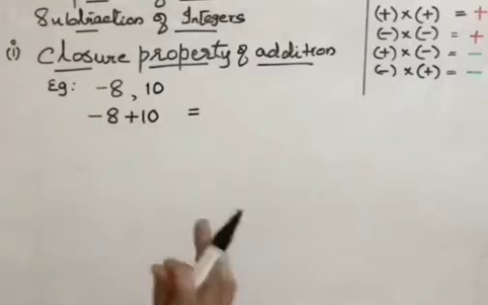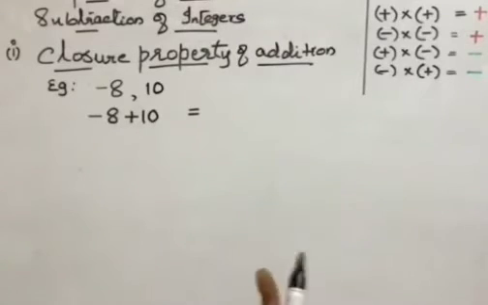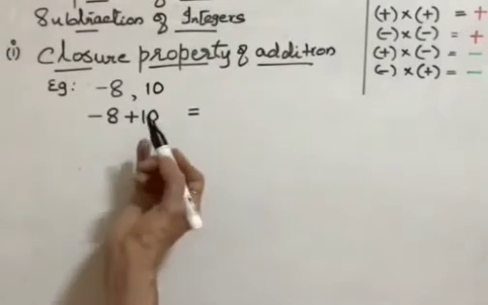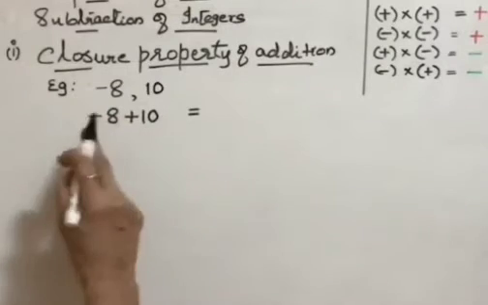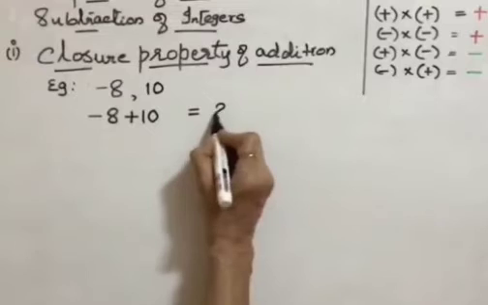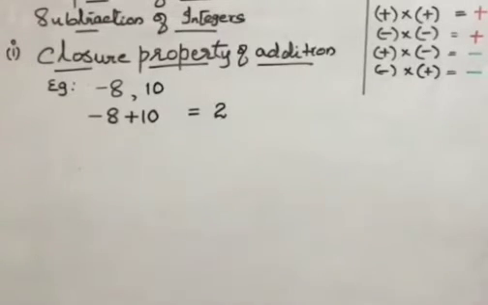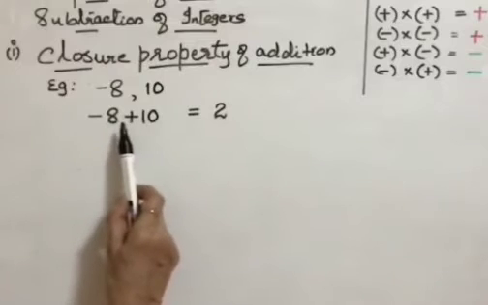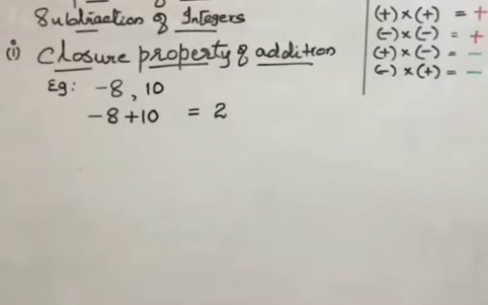Two integers have unlike signs, opposite signs. So the rule is we have to subtract and write the sign of the greater integer. So in this case also I can reverse it. I can change the order. 10 minus 8 also I can write. The answer is 2. Now what has happened here? When you added two integers, your sum is also an integer. I repeat, when you added two integers, their sum is also an integer. That is closure property of addition of integers.